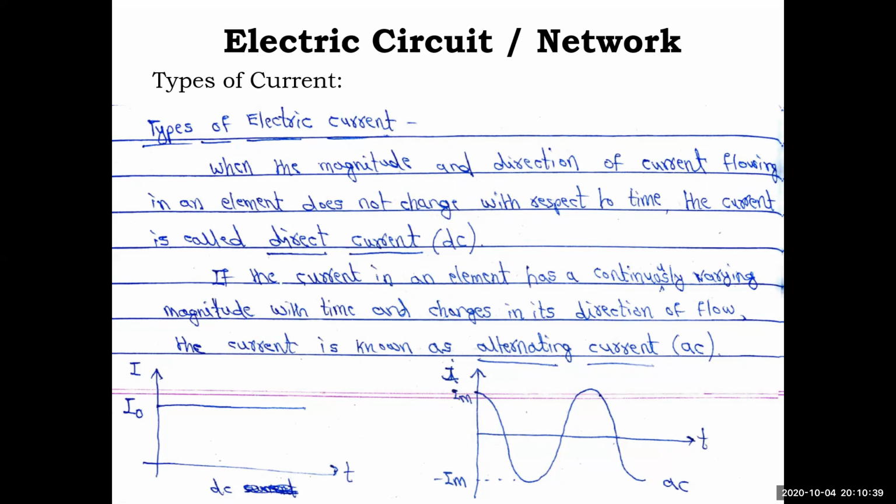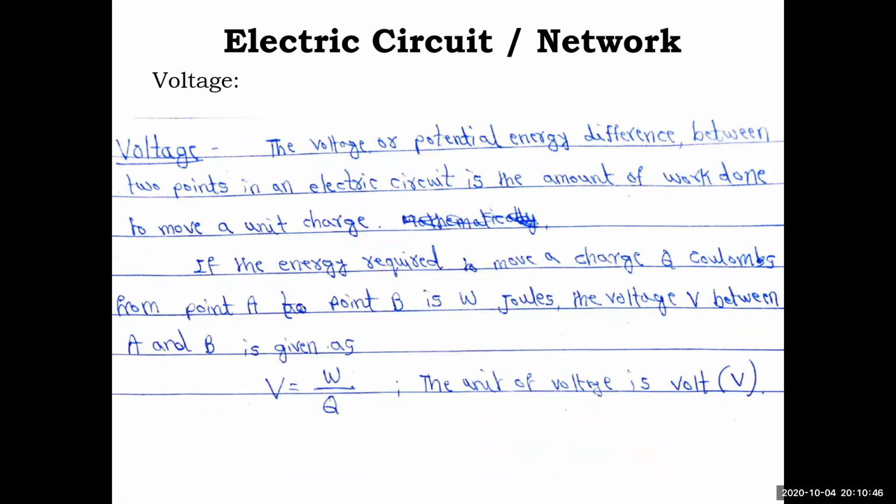So we have seen charge, current, and types of current. Now we will see voltage, another quantity we will be using in electric circuits. The voltage is also called potential energy difference between 2 points in an electric circuit. It is the amount of work done to move a unit charge.